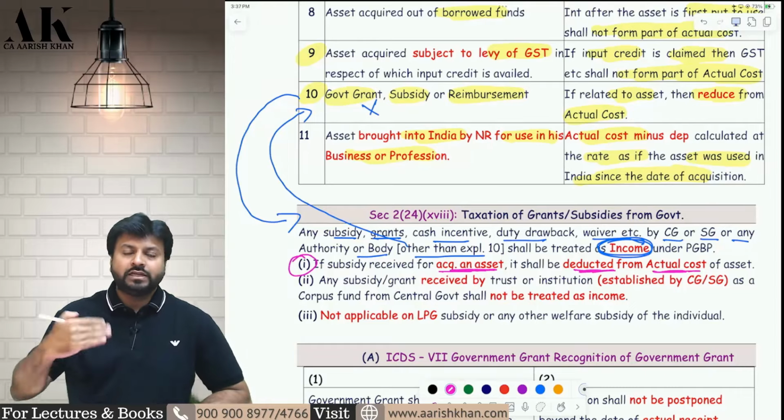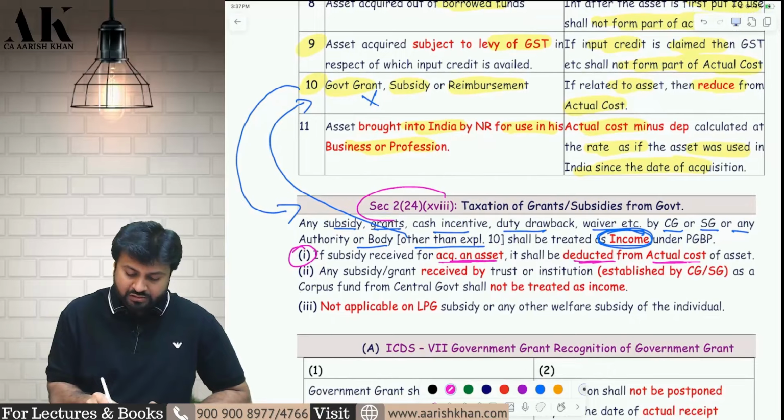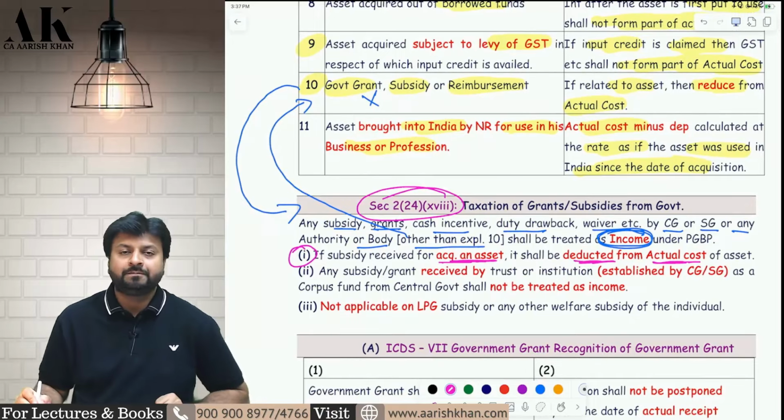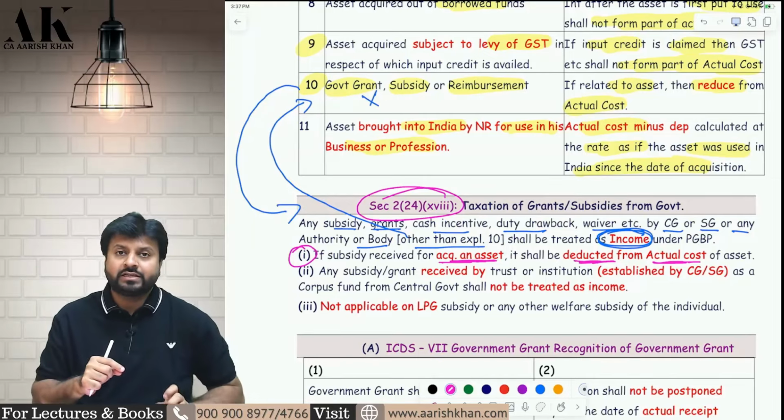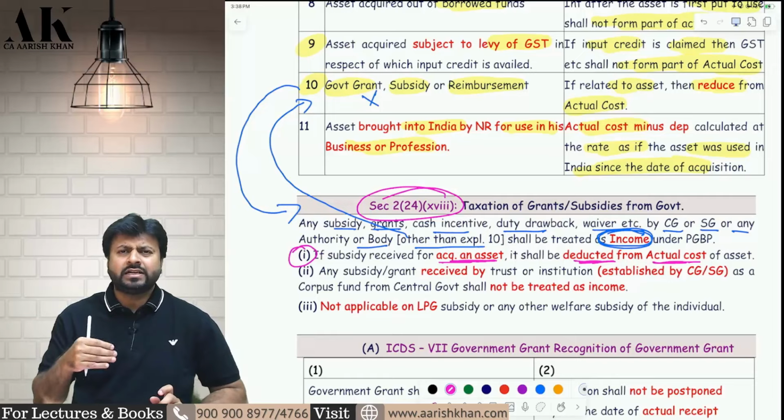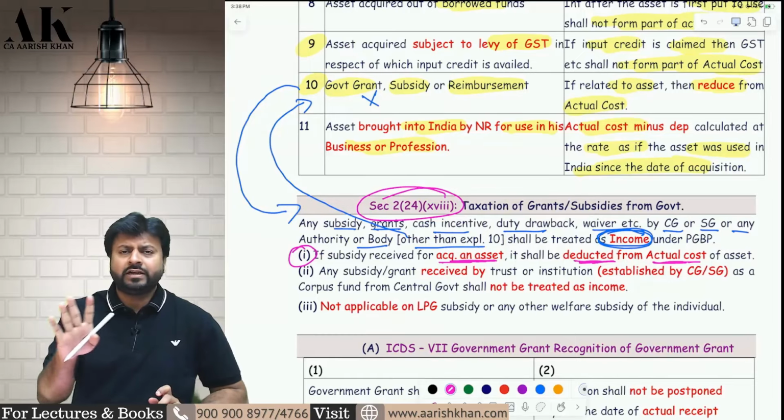Now there are some relaxations given over here in the definition of income under Section 2(24)(18). This point comes up a lot in examinations: the government has given you an industrial tariff concession, or an electricity concession. So whatever concession the government is giving you is a part of your income. Let it be part of PGBP. It is a PGBP income.